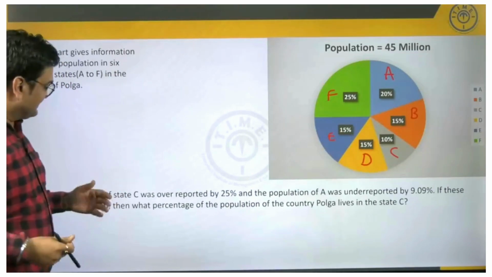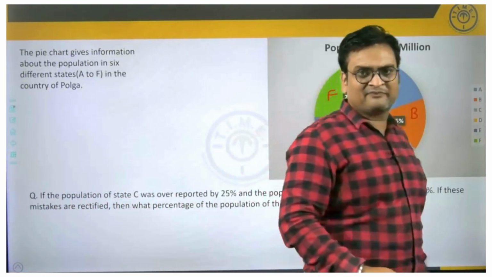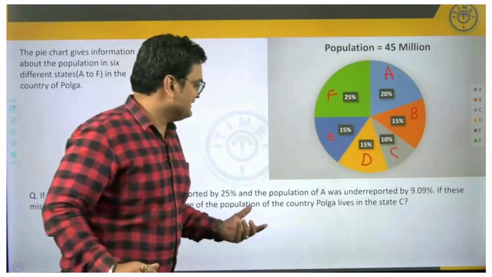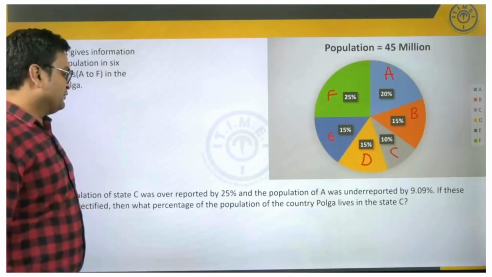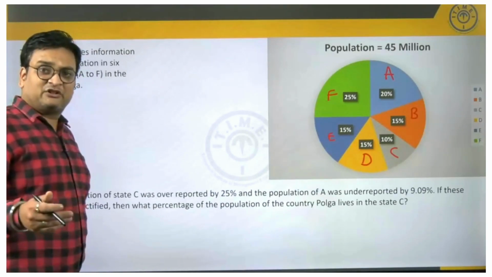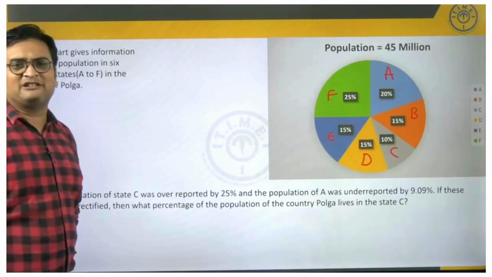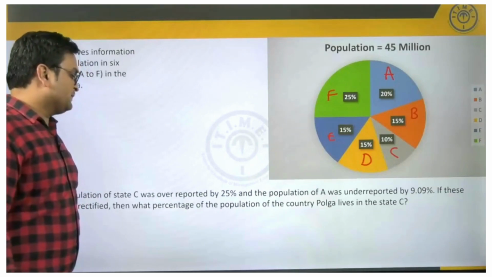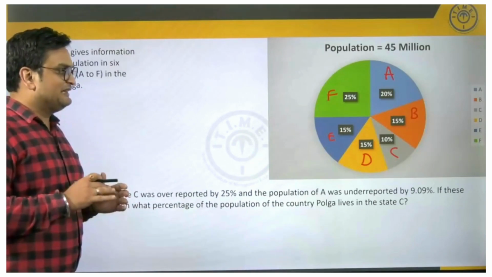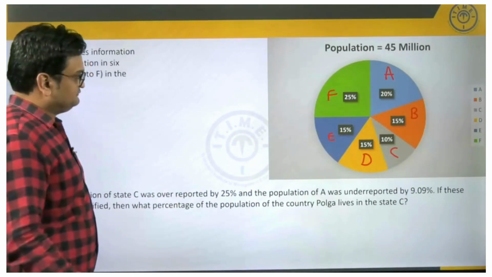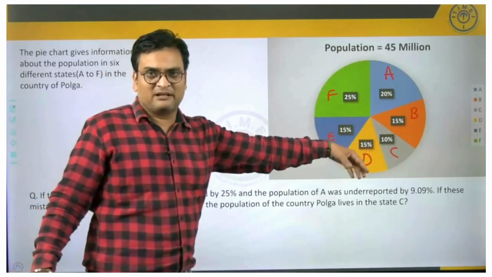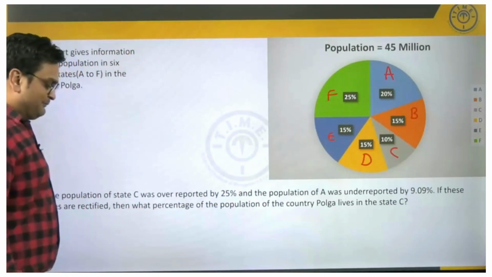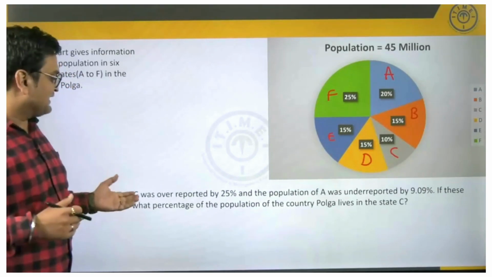It reads, you can just read it once. It says, if the population of state C was over-reported by 25% and the population of A was under-reported by 9.09%. If these mistakes are now rectified, then what percentage of the population of the country Polga lives in the state of C? So by the way, C right now is 10%, A right now is 20% of the total population of Polga, which is 45 million. But again, please look at this question. Finally, it is asking you what percentage.